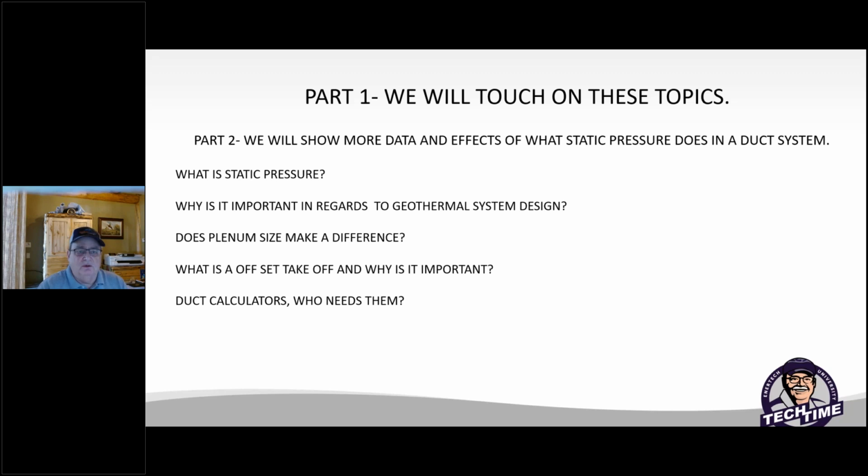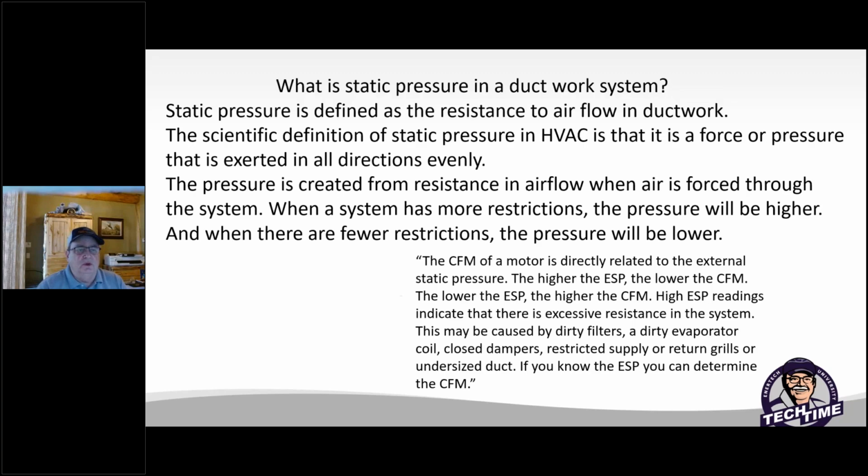So let's get rolling. What is static pressure in a ductwork system? Well, it's defined as the resistance to airflow in your ductwork. The scientific definition of static pressure in HVAC is that it is a force or pressure that is exerted in all directions evenly. The pressure is created from resistance and airflow when air is forced through the system. When a system has more restrictions, the pressure will be higher, and when there are fewer restrictions, the pressure will be lower.